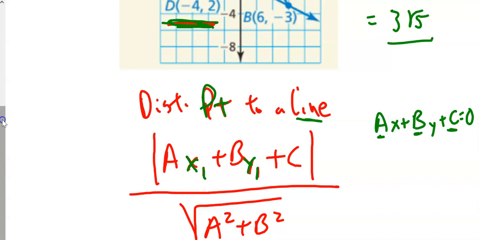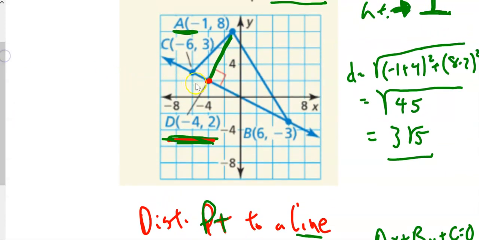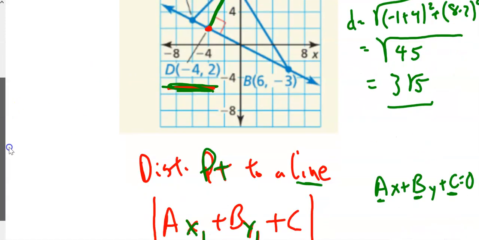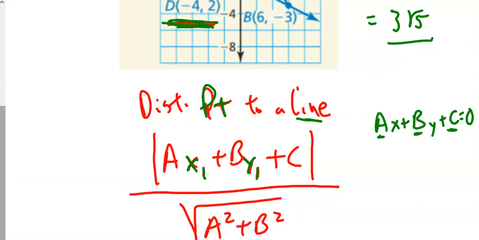We didn't have to do that here because we knew this point of intersection. If we don't know this point of intersection, if that was not given to us, if we had no idea what it was, we would be using this distance from a point to a line formula.